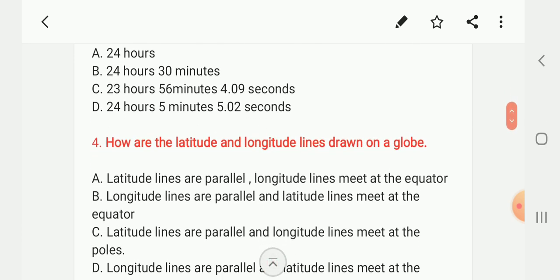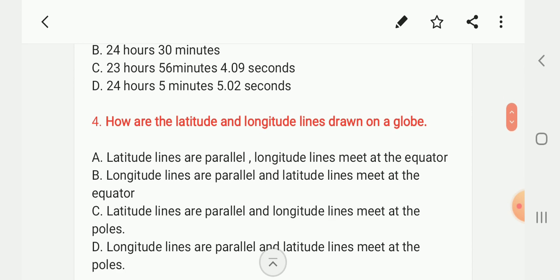Question number 4. How are the latitude and longitude lines drawn on a globe? Option A, latitude lines are parallel, longitude lines meet at the equator. B, longitude lines are parallel and latitude lines meet at the equator. C, latitude lines are parallel and longitude lines meet at the poles. Or D, latitude lines are parallel and longitude lines meet at the poles.